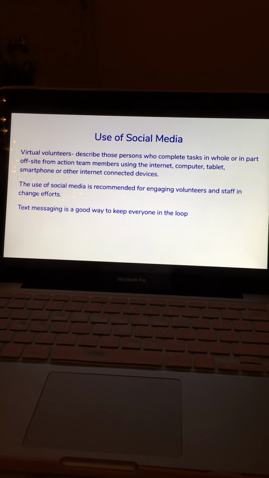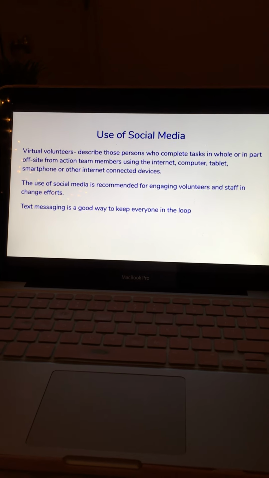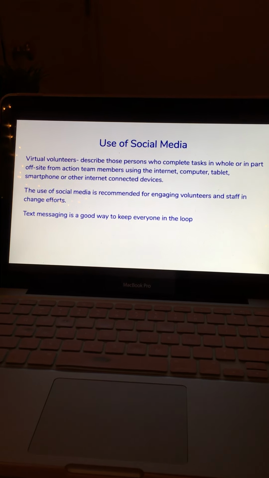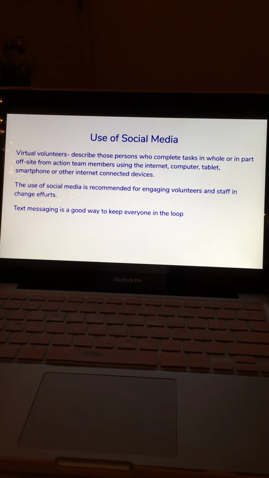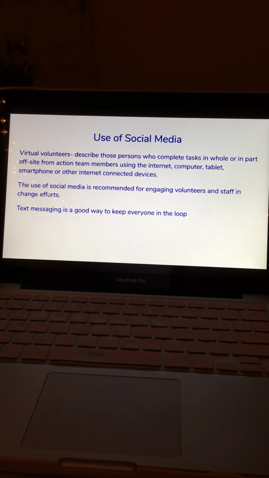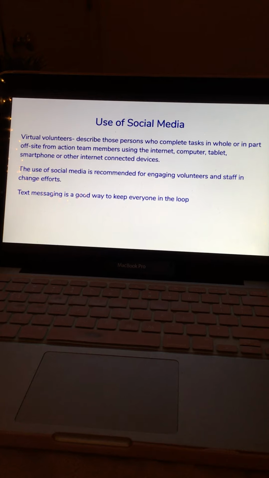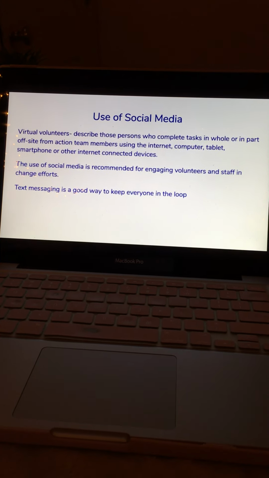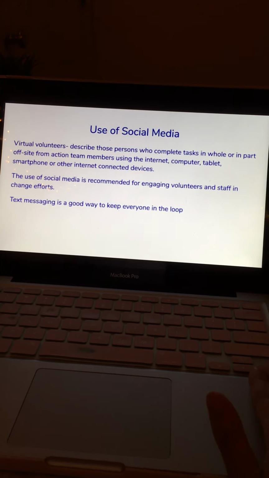The use of social media is recommended for engaging volunteers and staff in change efforts. It really said text messaging is a good way to keep everyone in the loop, which is really important because nowadays we're constantly messaging people through our phones and connecting with people through social media. This can be a really good way to keep everybody in the loop so that everyone knows what's going on when it comes to dealing with this sort of change.